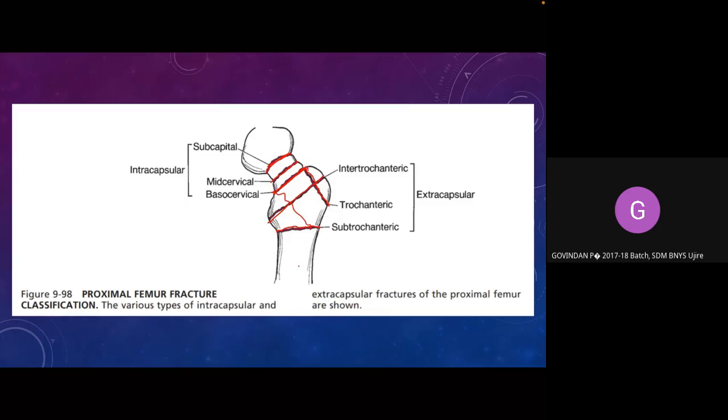This is the most unstable form, and usually it needs to be operated. However, most of the fractures nowadays don't go for conservative management, because what can happen if there is a fracture of the neck? What can happen to the head? Can someone tell me?